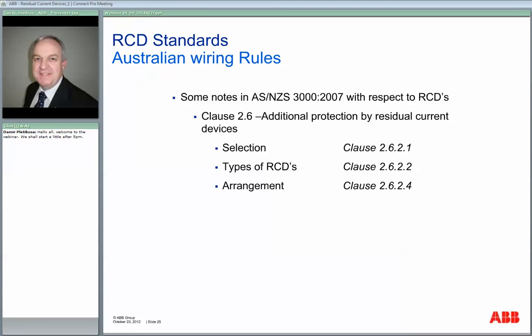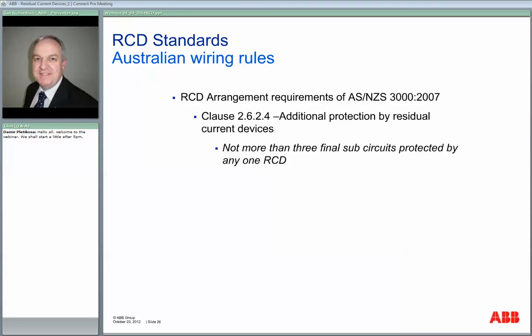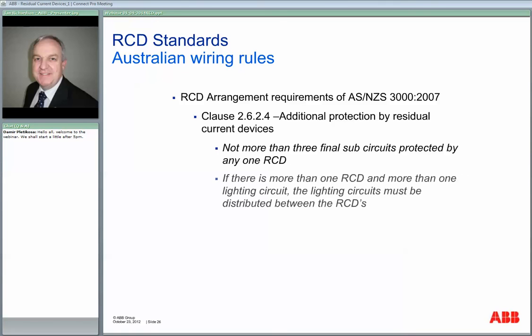In AS3000, in clause 2.6, there are a few sub-clauses about the selection, the types of RCDs, and the arrangement of the RCDs. Looking at the arrangement, this caused a lot of confusion when the standard came out. There are three basic clauses there. We can't have more than three final sub-circuits protected by one RCD, as a general statement.